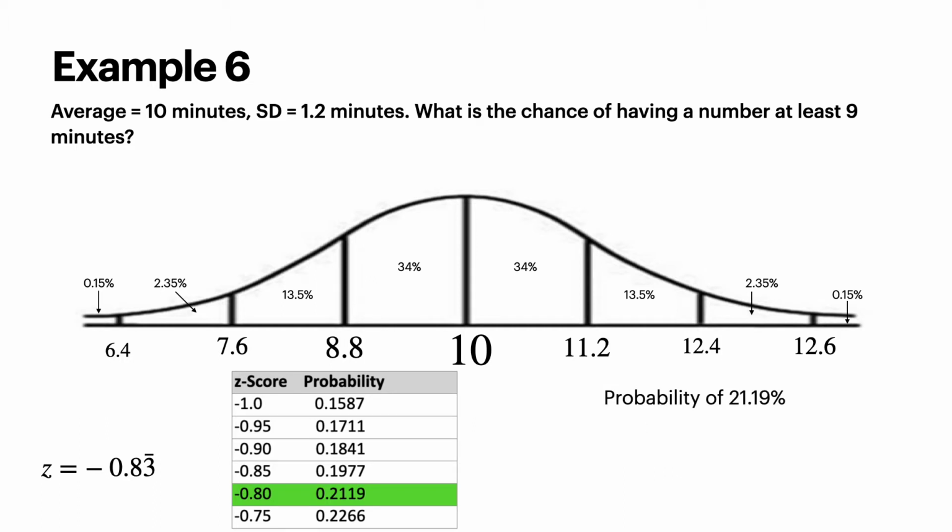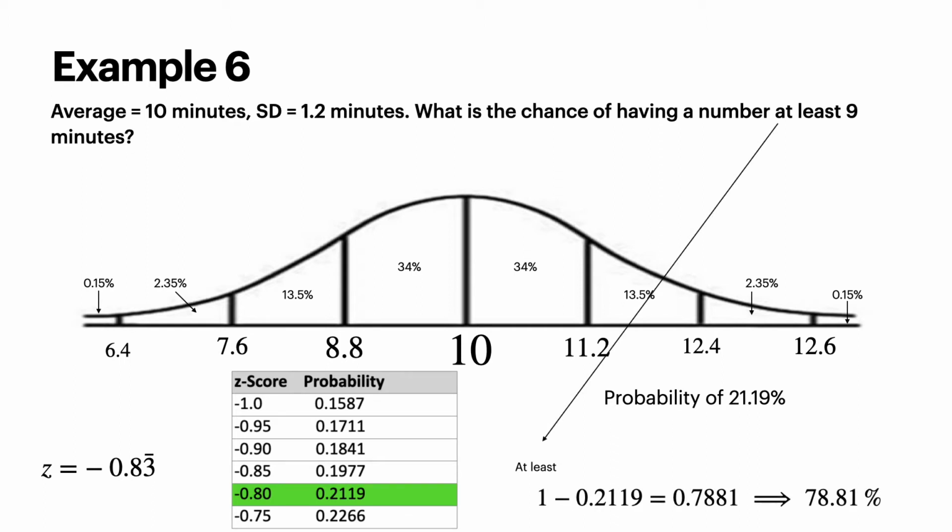Now, this question said at least 9 minutes. What that probability tells me is from 0 to 9 minutes. But I want 9 minutes up because I want at least 9 minutes. At least 9 minutes is greater than or equal to. So I need to subtract this number from 1, the complement, to get the percentage I want. Since it's at least 9 minutes, it has to be greater than. If it said at most, I would have taken the 21.19%. Okay, so that's confusing. We have to keep an eye on that.